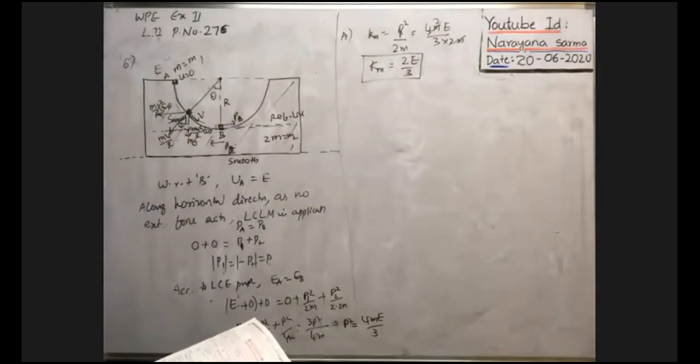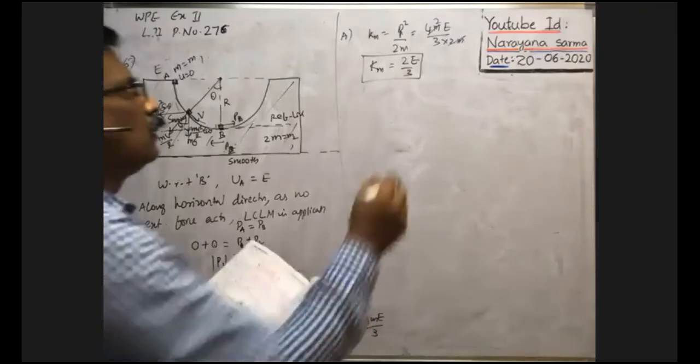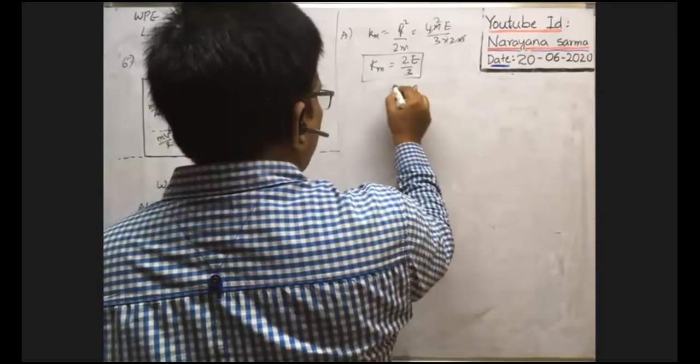Here it matches 2e by 3, which means Q. So A to Q is correct in the problem.